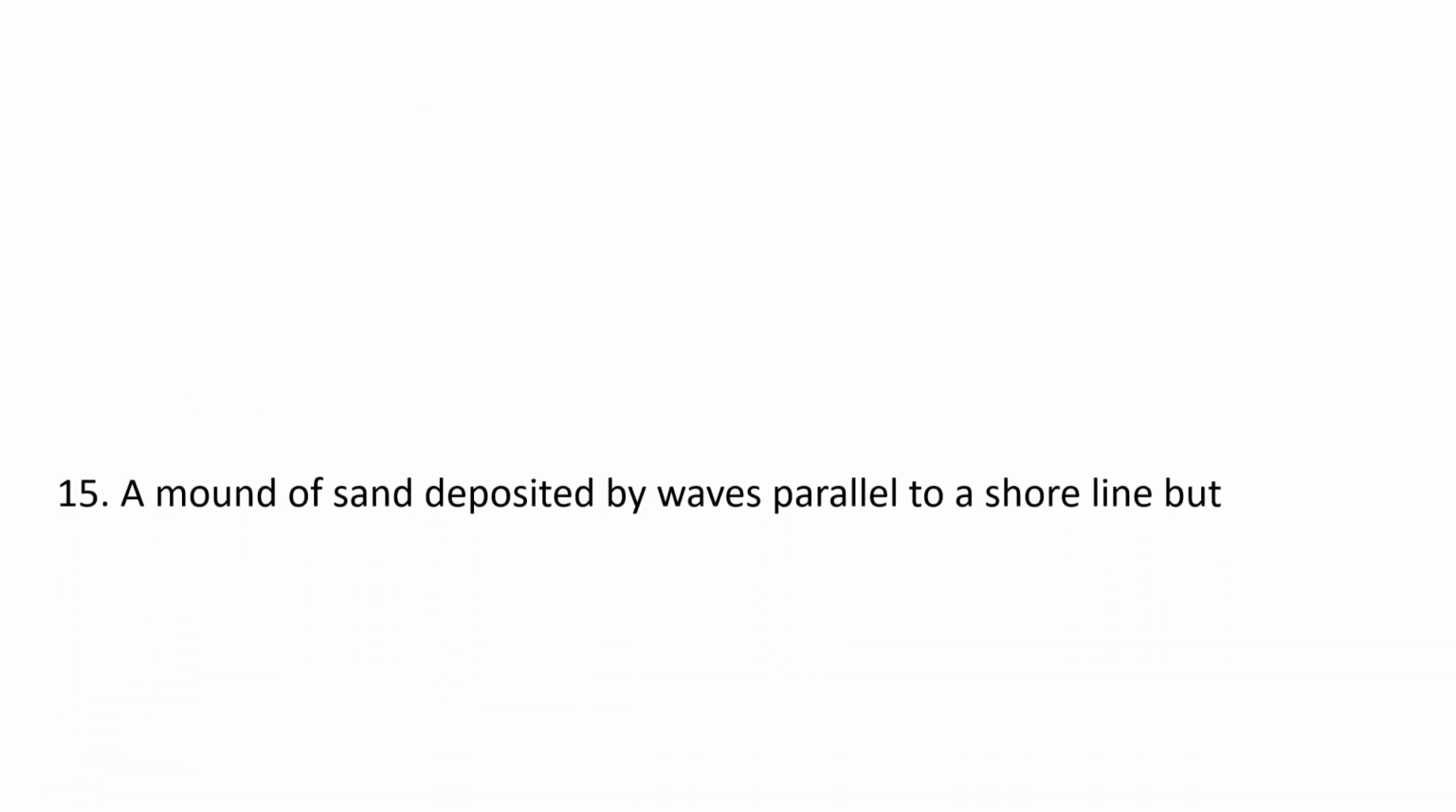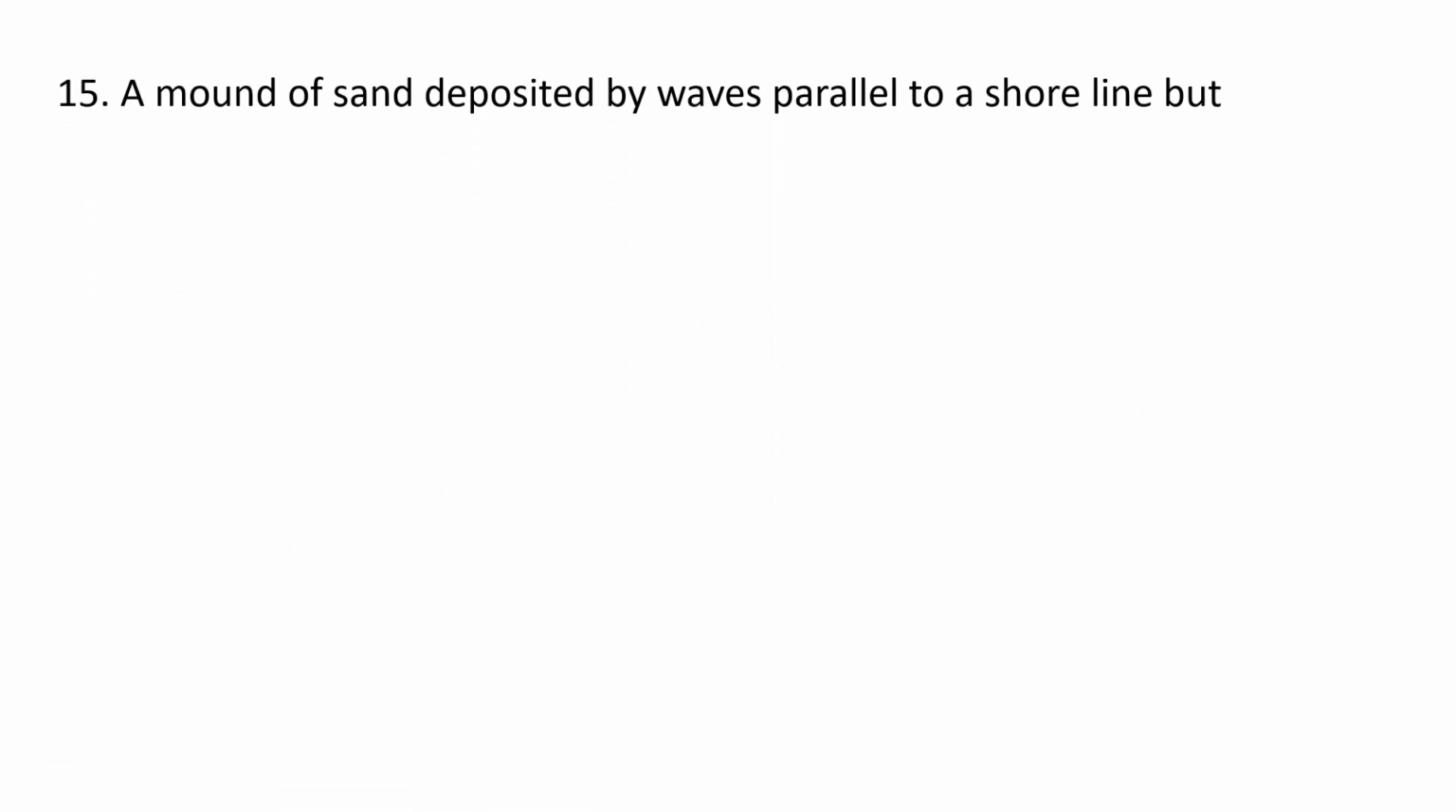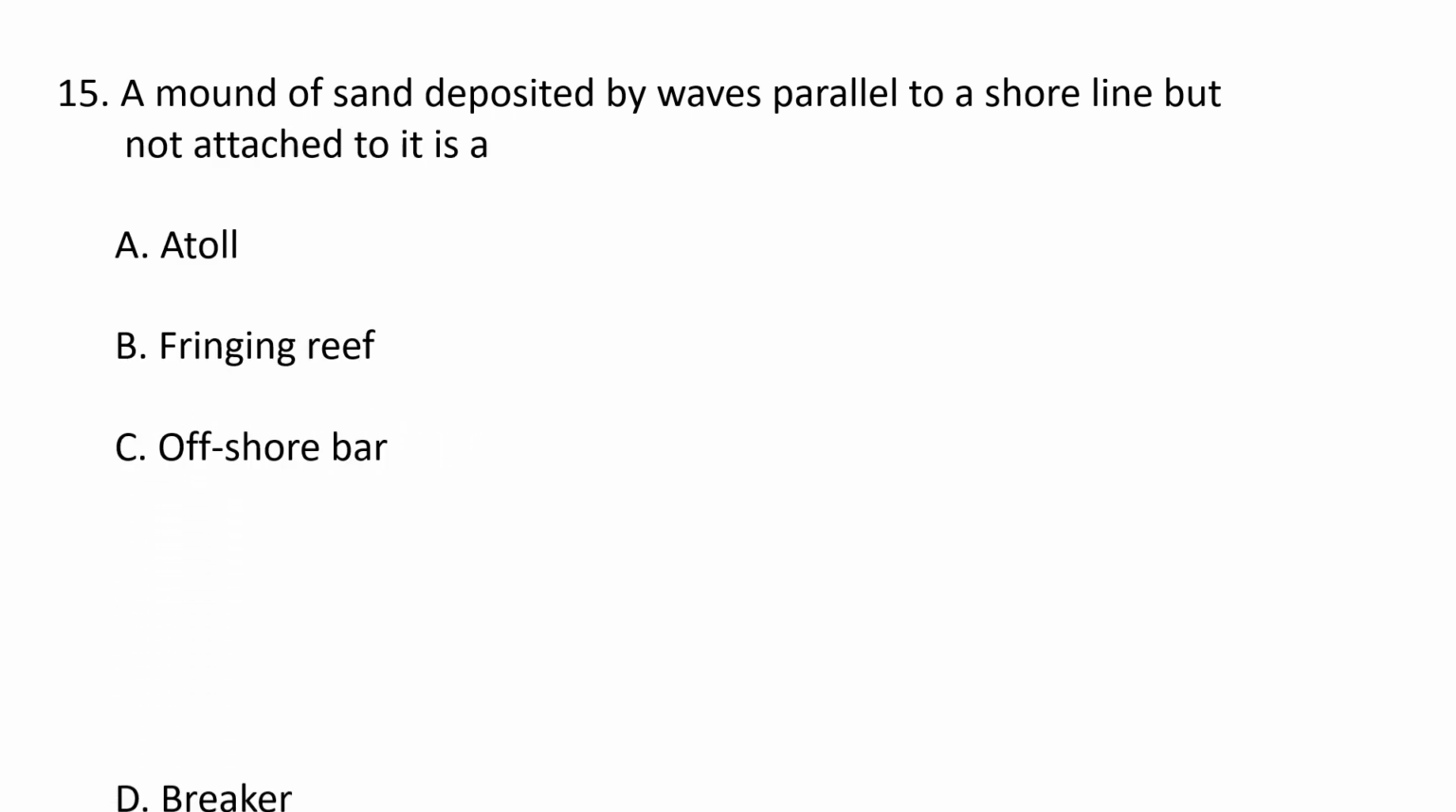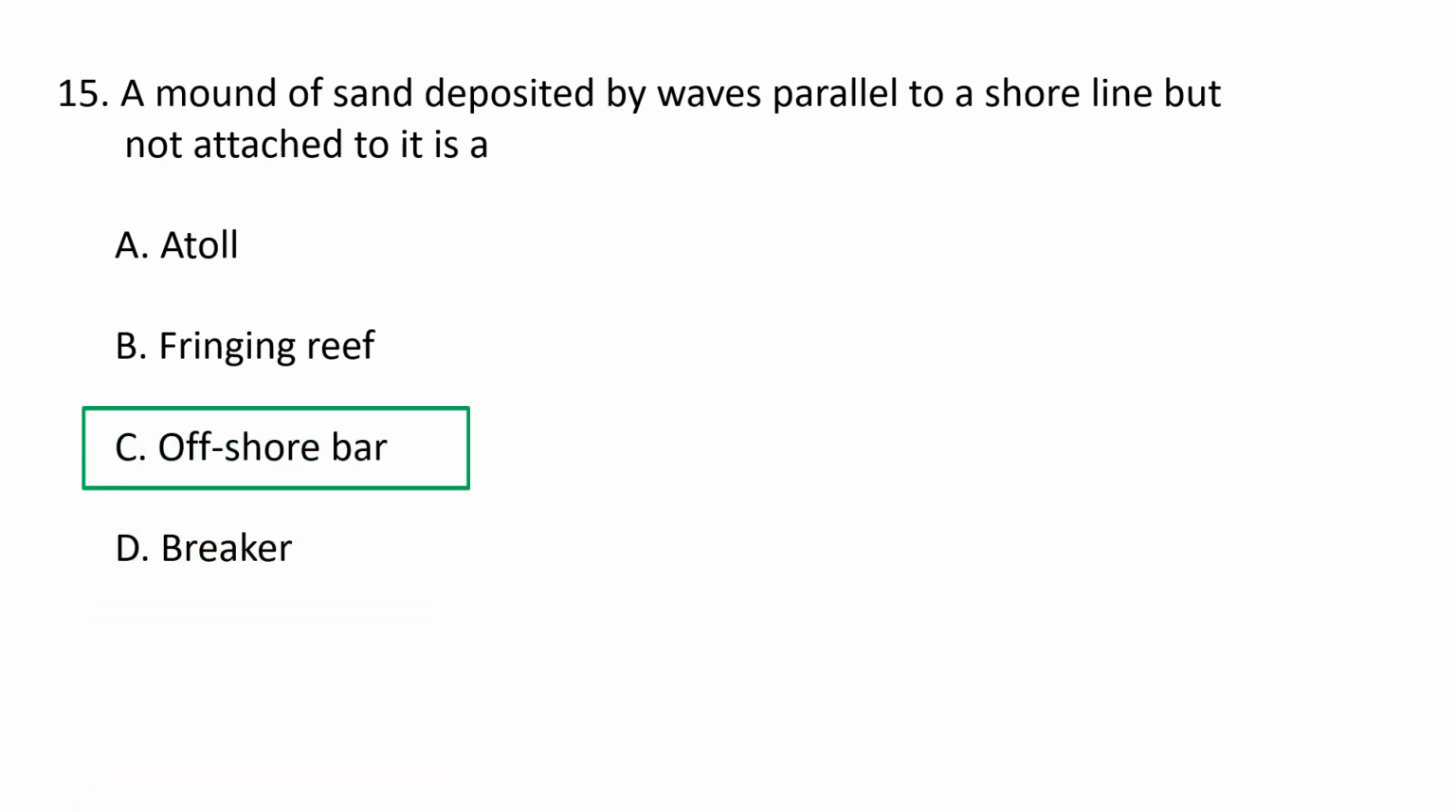Next question. A mound of sand deposited by waves parallel to a shoreline but not attached to it is known as: A, atoll, B, fringing reef, C, offshore bar, and D, breaker. The correct option is C, offshore bar.